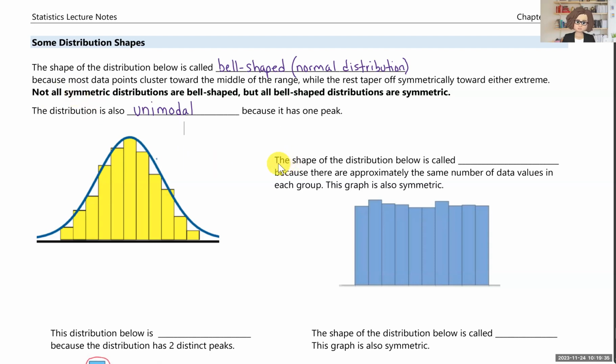So let's come over to this distribution. So now we've got a graph where across this range of values, the heights, which would be our frequencies or relative frequencies, are approximately the same. So we would call that distribution uniform.